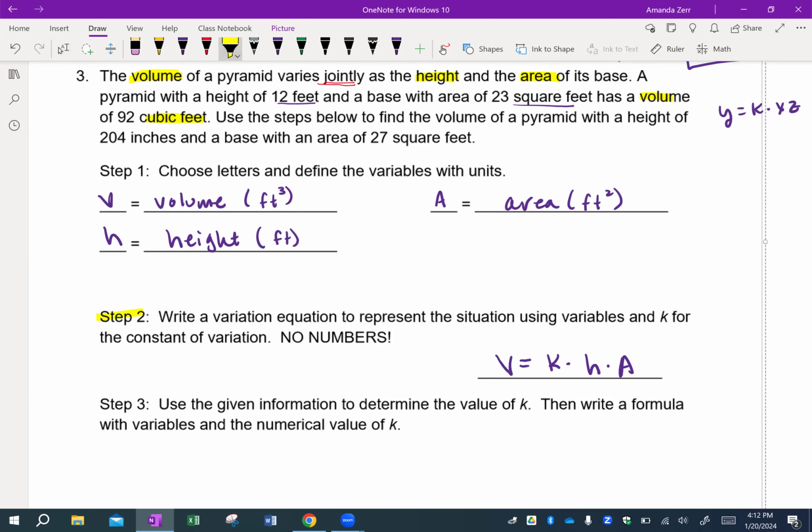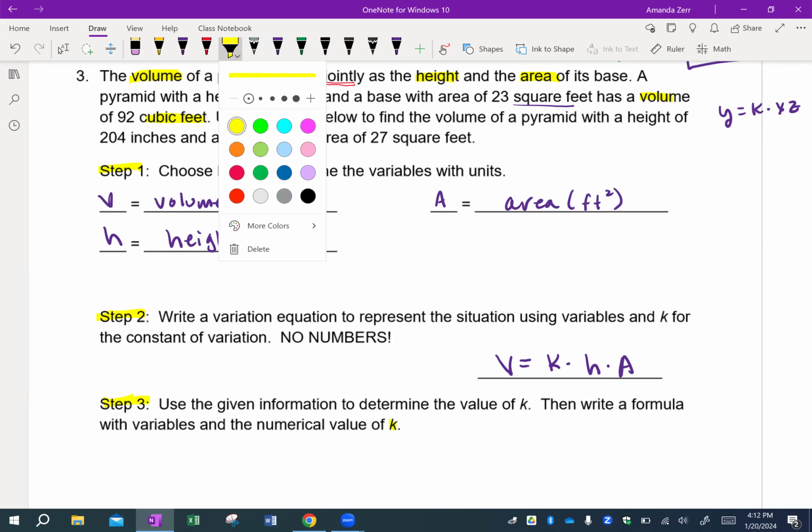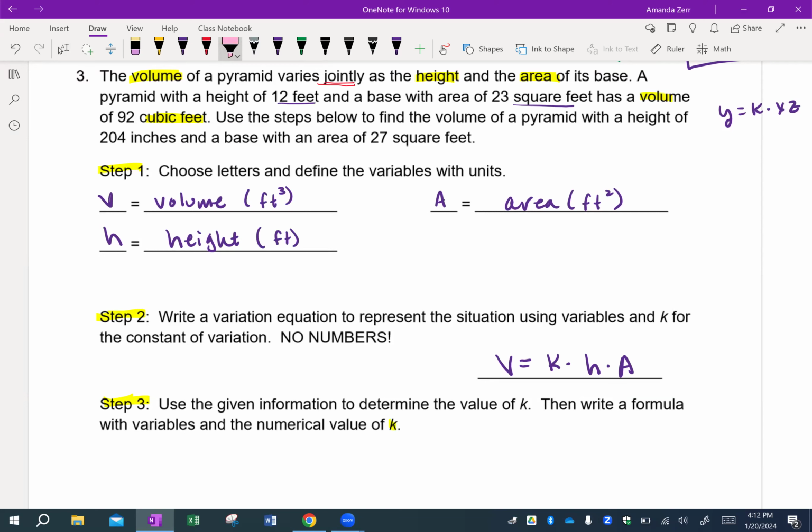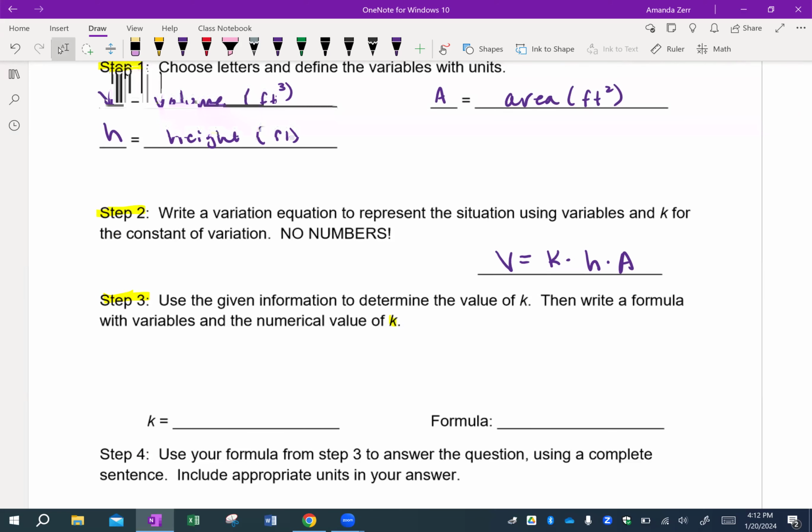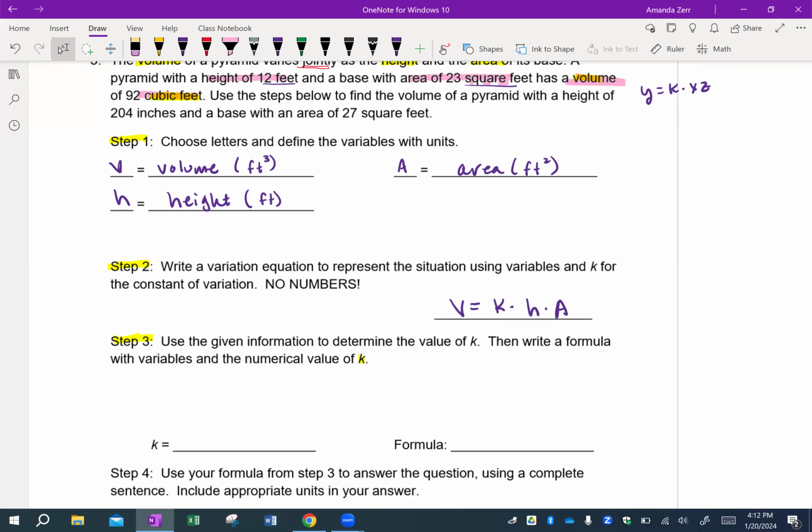Okay, so we got our step 1, step 2 done. Step 3 is figure out the value of k. We'll use the example that was given with a height of 12 feet, has an area of 23 square feet, and a volume of 92 cubic feet. Okay, we're going to plug those in. Volume of 92, plug that in for V. The height was 12. And the area is 23.